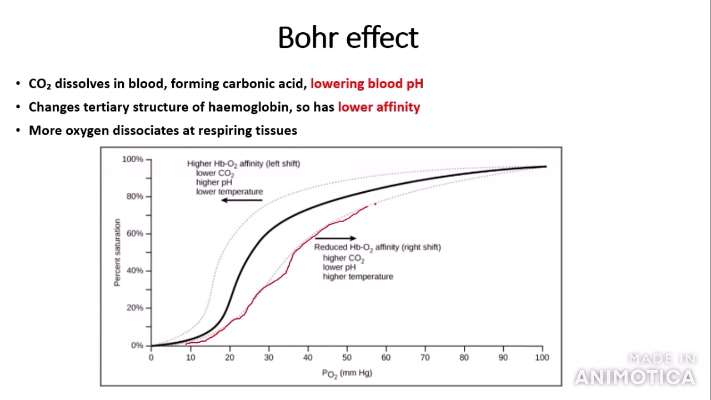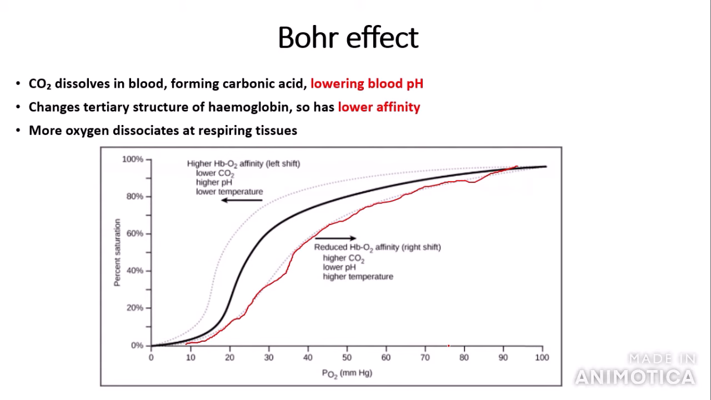I'm roughly tracing it here because it's a very faint line. That's a very bad line, and I apologise for that. So when the affinity decreases, the curve shifts to the right. So this is what the curve would look like for the Bohr effect.